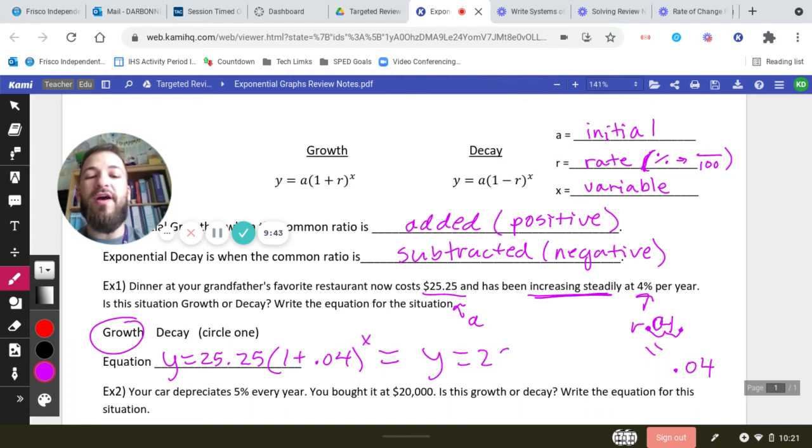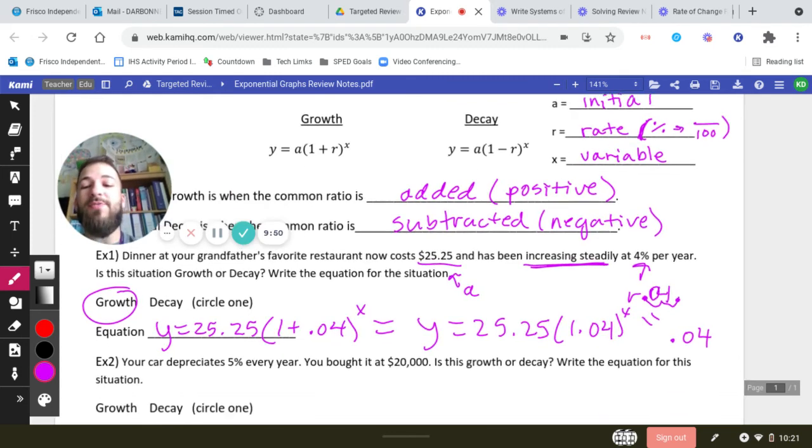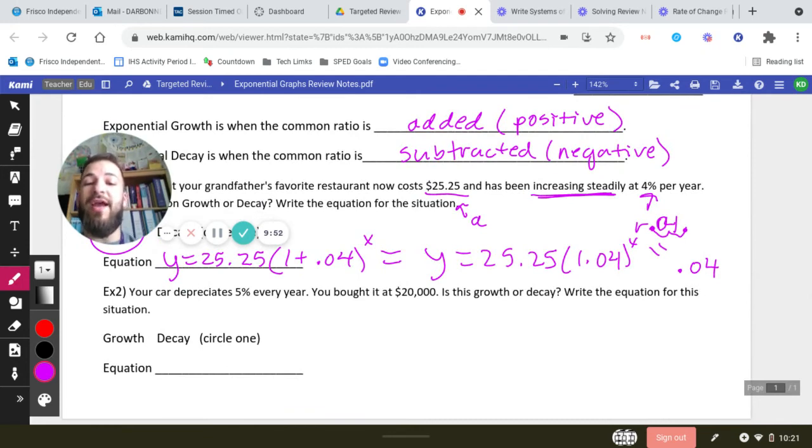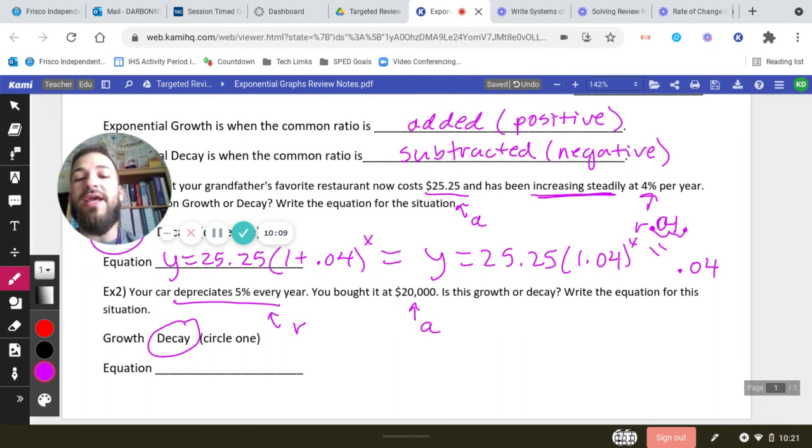Y is equal to 25.25, 1.04 to the x. Okay, one last one. Example 2, your car depreciates 5% every year. You bought it at $20,000. Is this growth or decay? So depreciates 5% every year. Depreciates, decay. Okay, they go together. Okay, bought at 20,000, so that's our A. 5%, that is our R. So we would take 5%, move that decimal twice, and get 0.05.